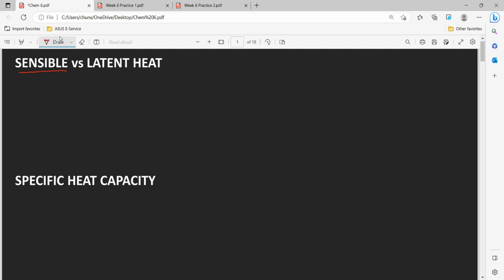Sensible heat is its change in heat that can be measured with a thermometer. And it doesn't include phase change, so I'm just going to include one phase.